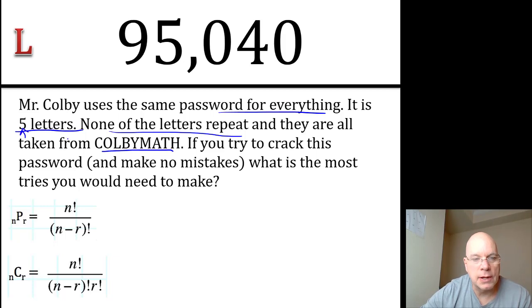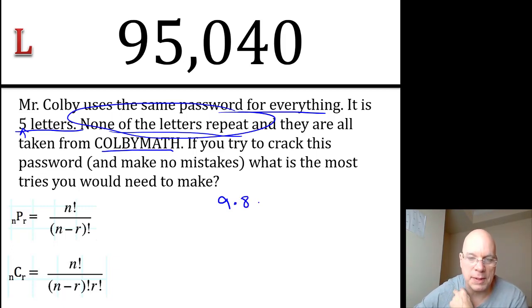I'm selecting 5 letters. So my first choice, how many choices do I have? Well, there's 1, 2, 3, 4, 5, 6, 7, 8, 9 different letters in Colby Math. So I have 9 choices for my first letter. My second letter, because none of the letters repeat, I've already used one of them, will be 8 choices. And we know from the fundamental counting principle we'll be multiplying those choices. For the third letter, I would have 7 choices, and then 6, and then 5. And that would be my 5-letter password. Let's do that. 72 times 210. I believe it's 15,120.